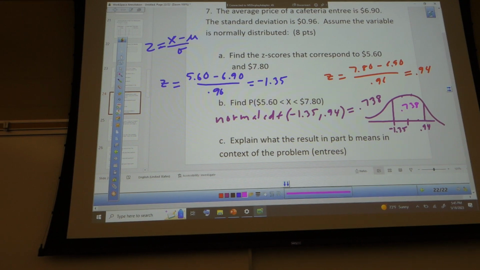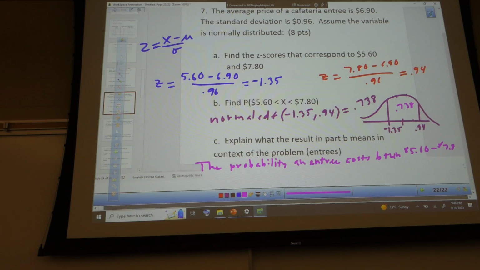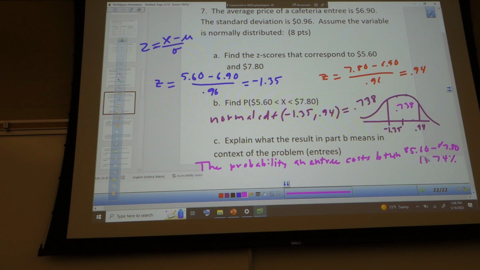Jason, what was yours? I put the probability that the entrees are between 560 to 780 is 73% or 74%. Yeah, 74%. The probability an entree costs between 560 to 780 is 74%. Good. About 74%, roughly when you round.